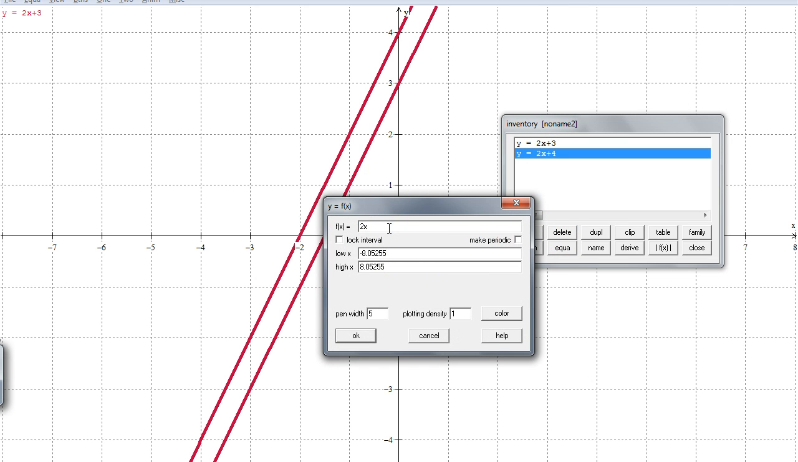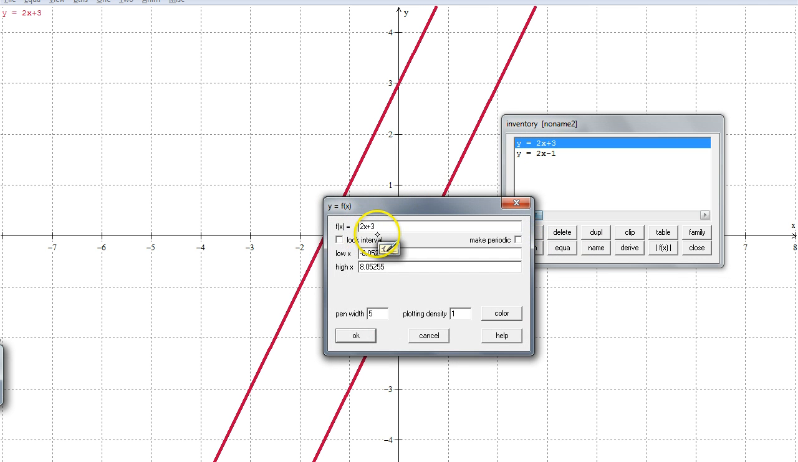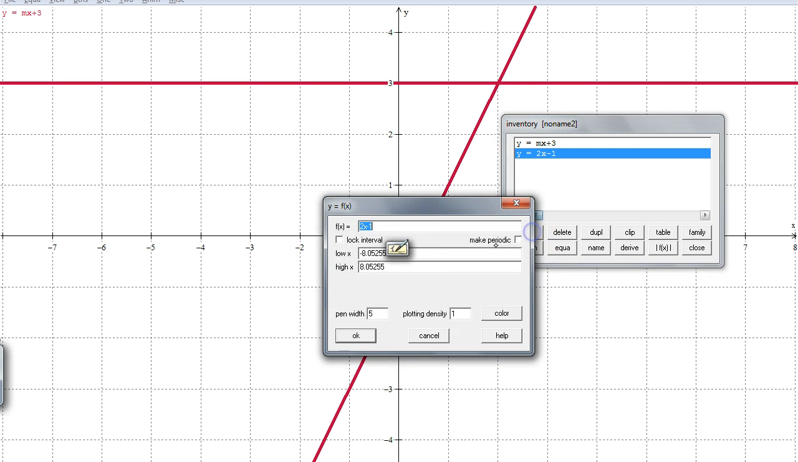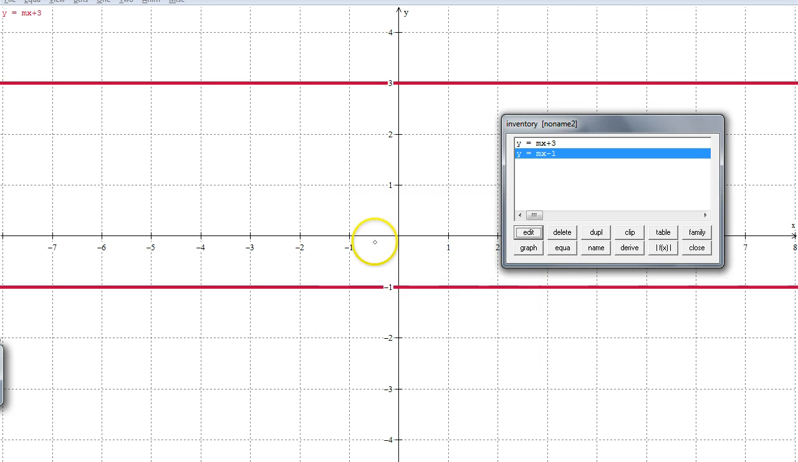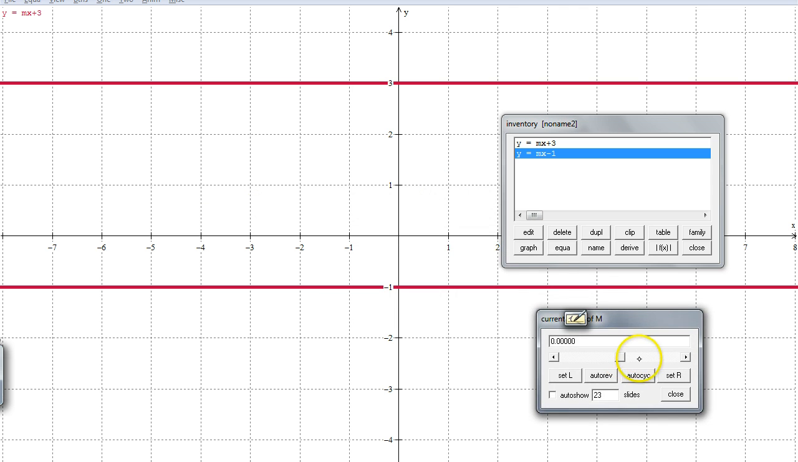What would happen if I change it to negative 1? It'll go down right there. You see how they have the same slope? Remember, what I did was change the slope of both of these to m. Right now m is 0, that's why you get a horizontal line. If these two lines have the same slope and I change the value of m, look what happens as I change m to, say, negative 3.